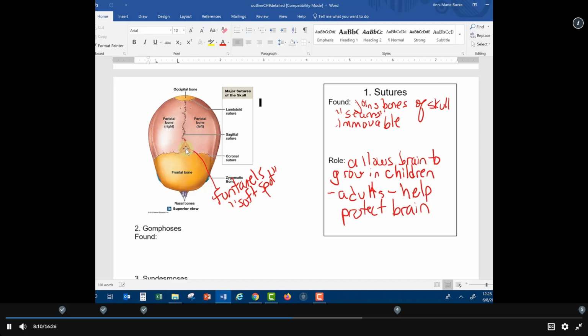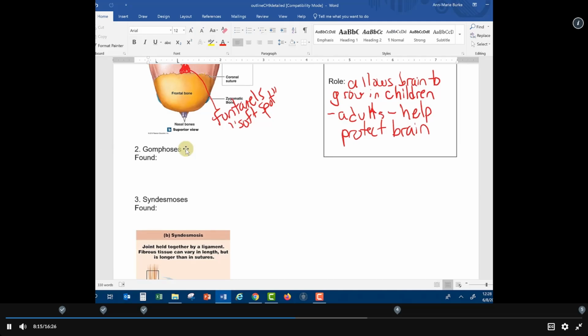Okay, so a suture is one type of a fibrous joint. Another type is called a gomphoses, and this is the joint between the tooth and its alveolar socket.